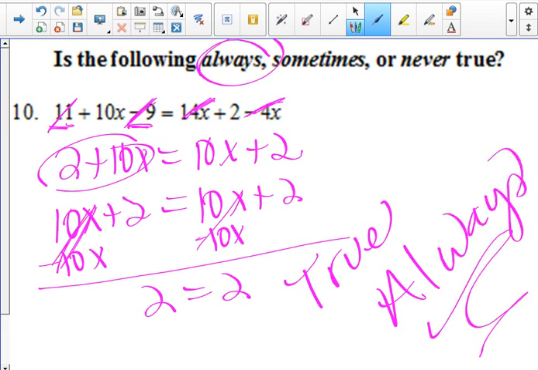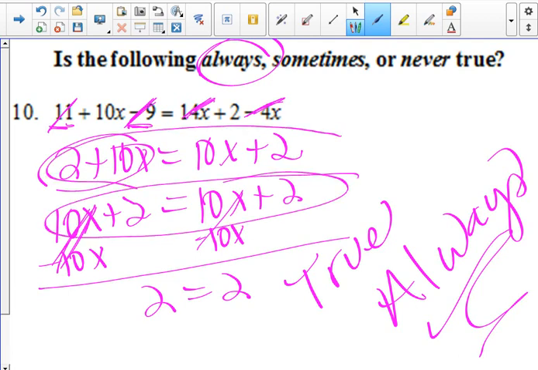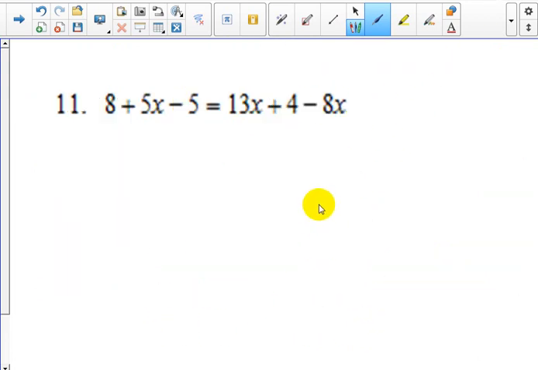Okay. But as soon as you see it's exact on each side, 10x plus 2 equals 10x plus 2, you can stop and know that's always true. For our next problem, number 11, we have the same situation. We're going to have to combine like terms on each side before we solve.